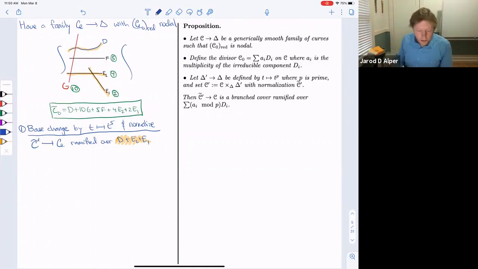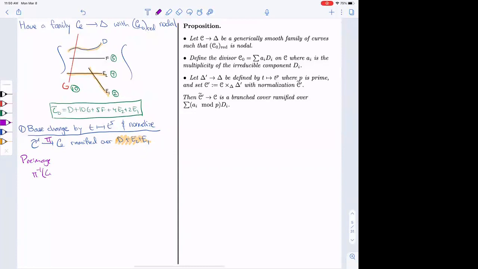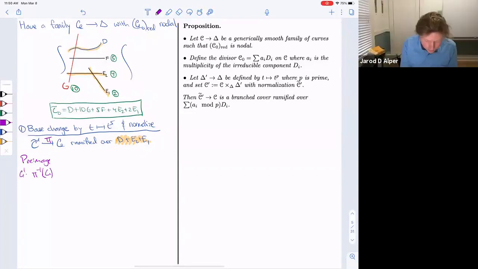And so we just need to compute what's the pre-image of the other curves. So namely, let's compute the pre-image. Let's call this map pi, and let's take pi inverse of G. Let's call that G prime. And this maps to G, right? G was the exceptional divisor. It's just a P1. This is a 5-to-1 cover.